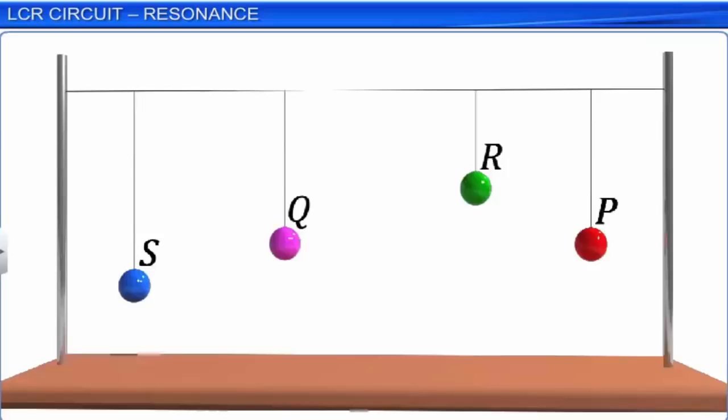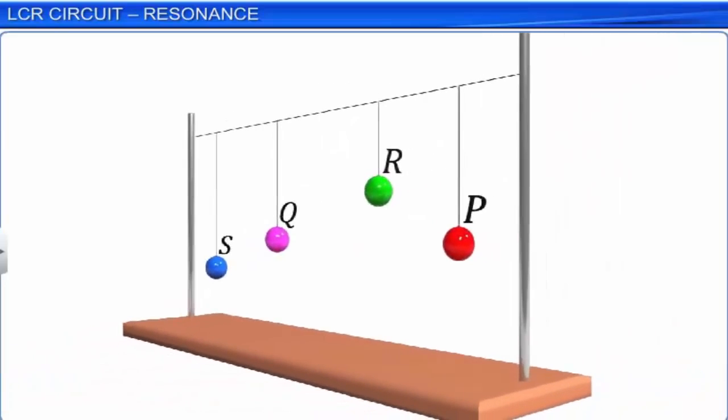Consider four pendulums P, Q, R, and S suspended from a rigid support as shown. The lengths of the pendulums P and Q are equal. The lengths of the other two pendulums R and S are different from that of P and Q. Initially, all the pendulums are at rest and hence do not oscillate.